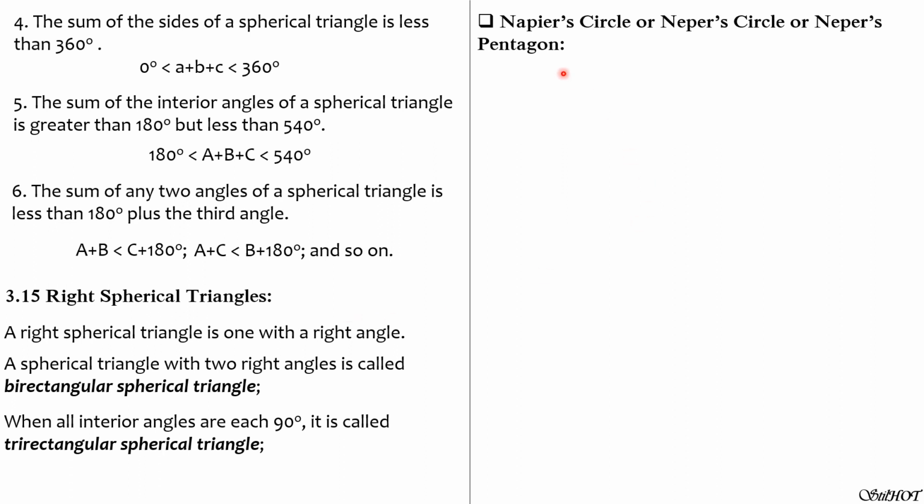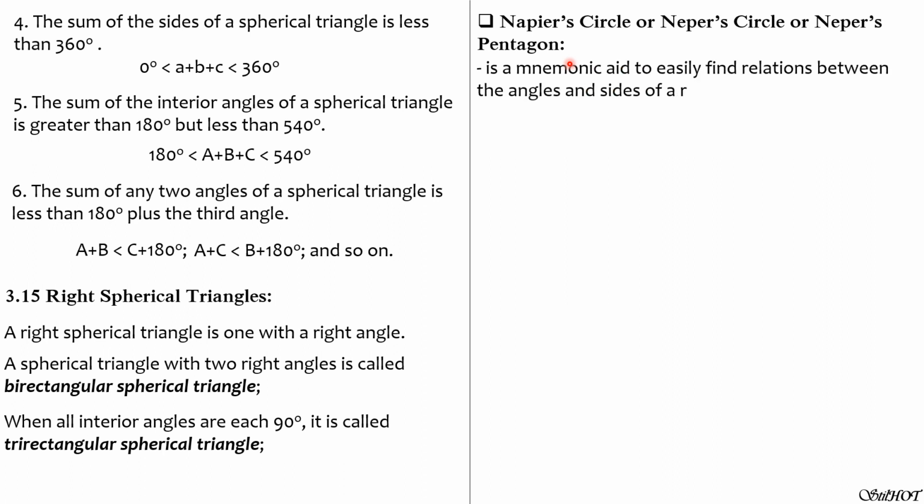Then let's proceed to what we call this important concept, Napier's circle or Napier's pentagon. This is a mnemonic aid to easily find relations between the angles and the sides of a spherical triangle. So it is like the 6 equal ratios, but this is different because we have two further rules here, which we call Napier's rules for right spherical triangle.